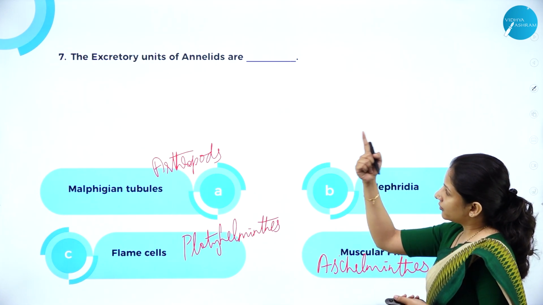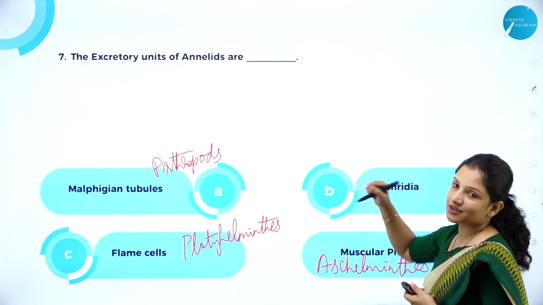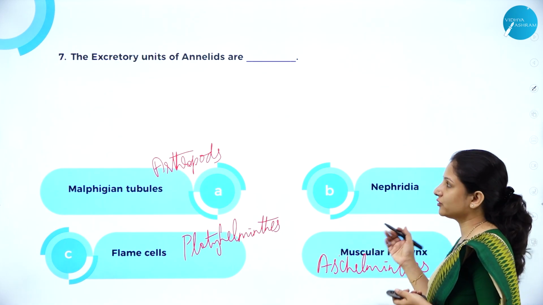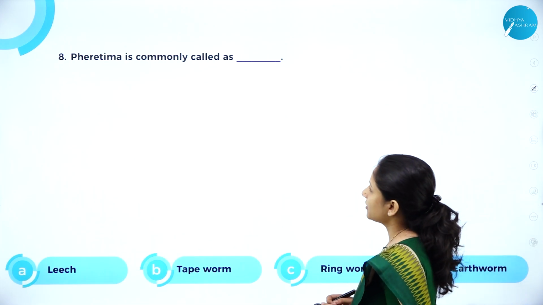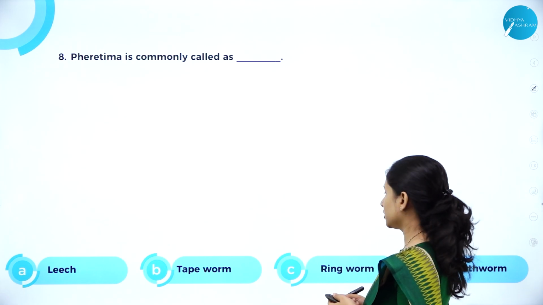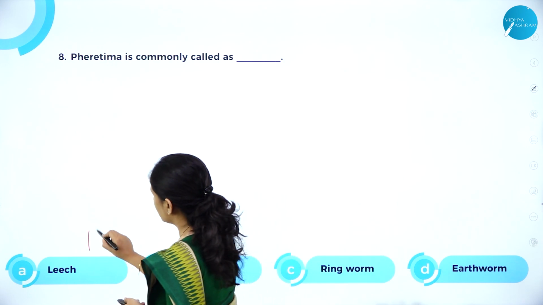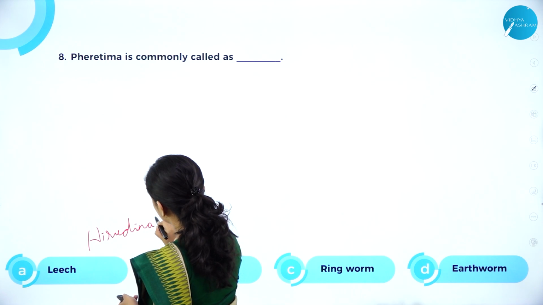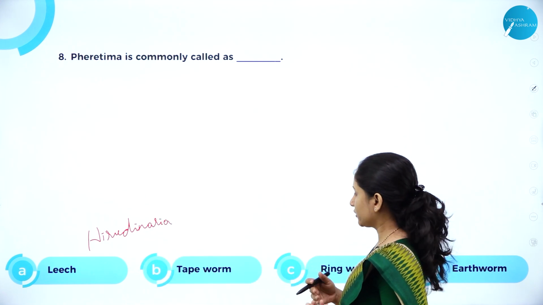So they can ask there, the osmoregulatory function in annelids is carried out by. Then also you have to choose the answer as nephridia, because nephridia comes under annelids. Next, Pheretima is commonly called as leech, tapeworm, ringworm, earthworm. Now, leech is called Hirudinaria. The question can come up like this also. Hirudinaria is also called, or leech is also called, like that they can frame the question.